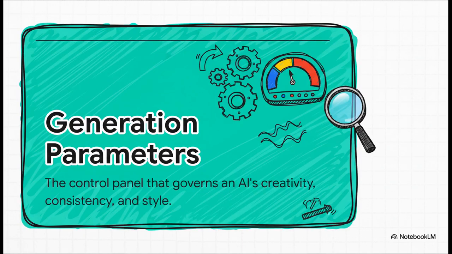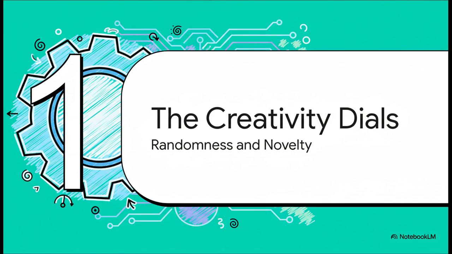These controls have a name, generation parameters. The best way to think about them is like a hidden control panel, just behind the chat window. They decide if an AI's response is going to be super factual and by the book or totally wild and creative. Getting a handle on these is what takes you from just being a user to being a director of your own AI.